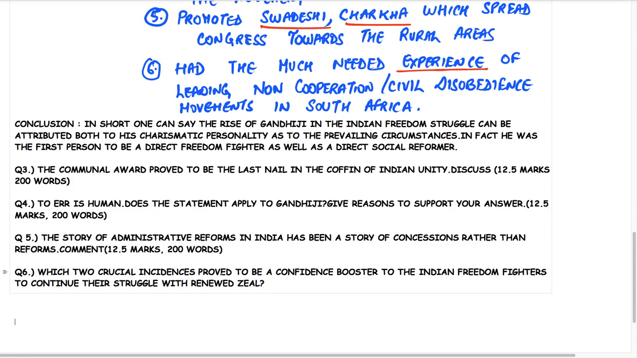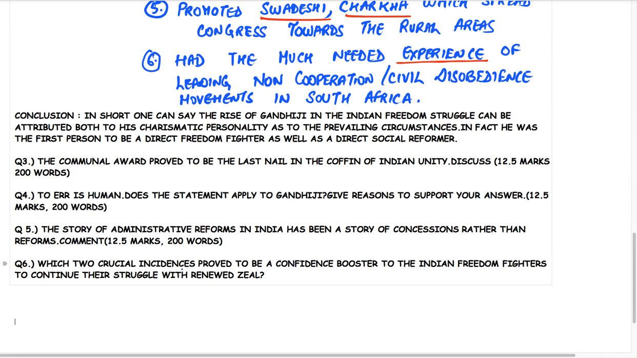And the last question which can be asked from modern India this year is, which two crucial incidences proved to be a confidence booster to the Indian freedom fighters to continue their struggle with renewed zeal? Crucial incidences, or crucial instances. I can say it's a very intelligent question, and instances or incidences are very much subjective. But mind it, the answer has to be from such a perspective that you should not glorify a particular personality in these instances or incidences. Glorify the instance rather than a personality.